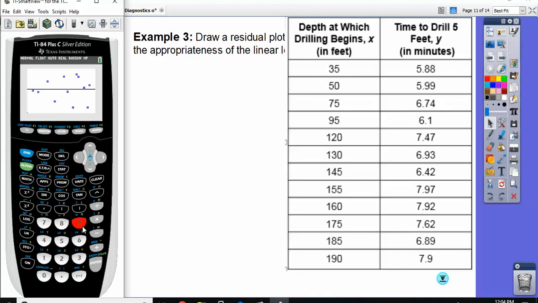So this one, I mean, it isn't great. We do have some points right there, and it kind of spreads out a little bit, but it's not a clear pattern. There's not a ton of points here to really make that obvious.